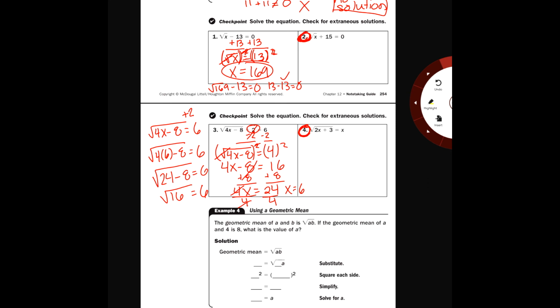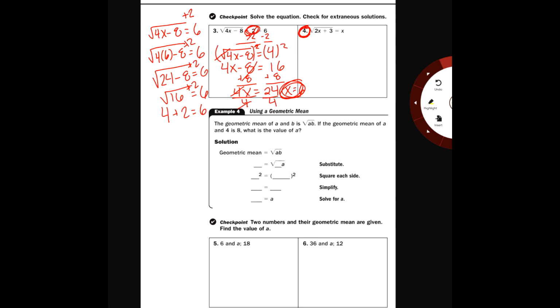So that's okay. So there should be a plus 2 on all of these steps, which means radical 16 is 4, and plus 2 does equal 6. There's a plus 2 on there. Forgot that little plus 2. So x equals 6 is our solution. And it does check out when we plug it back in.